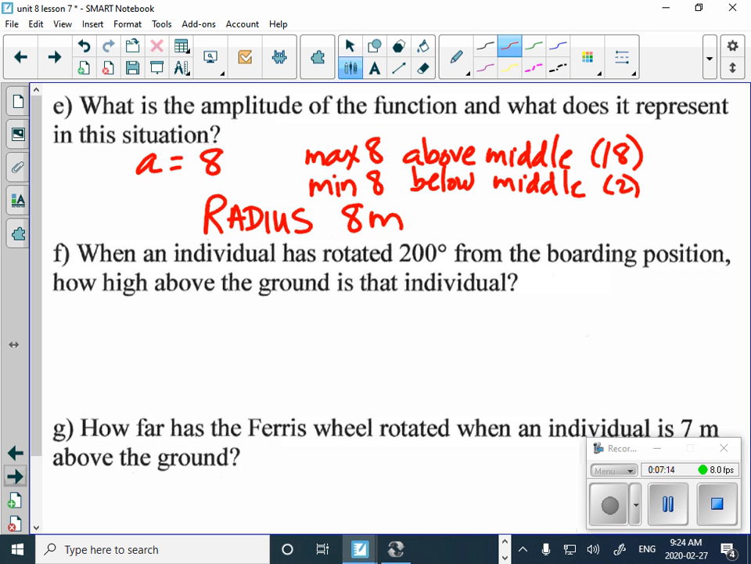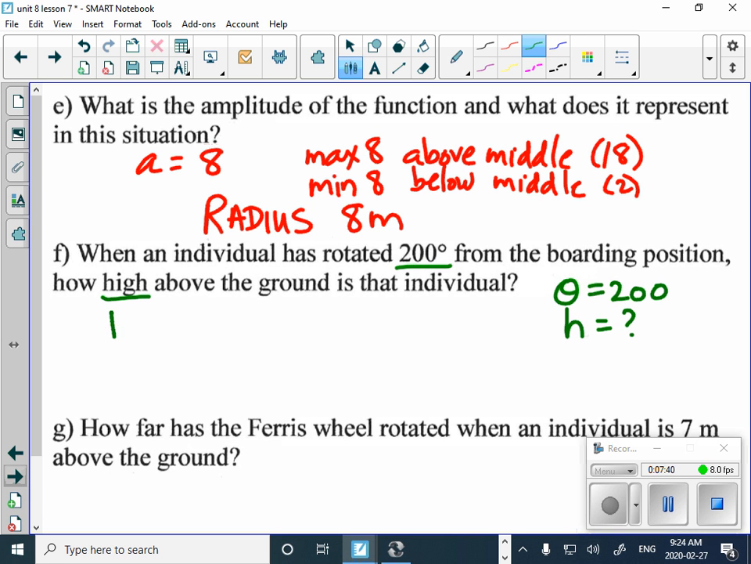When an individual has rotated 200 degrees from the boarding position, how high above the ground is that individual? So I am asking you to find height when I give you theta. So I'm giving you an angle. I'm asking you to find h. So we're going to solve our equation by substituting theta equals 200.